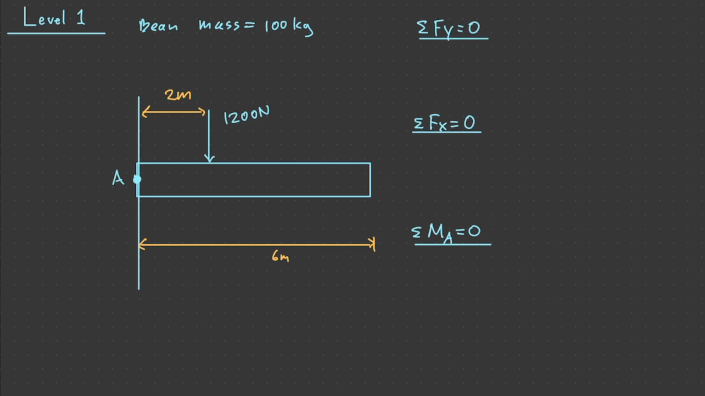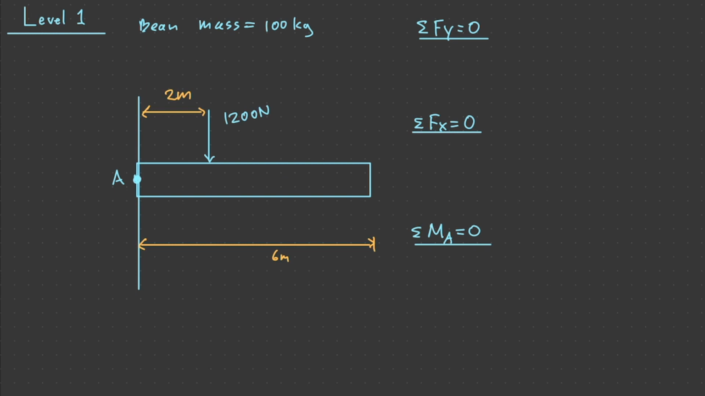Consider this simple starter problem with a beam. We have one applied force, 2 meters, where point A is a point where the beam is attached to a fixed surface. We can imagine this as a wall. Now the first thing we want to be careful with is this question gives us the beam mass.